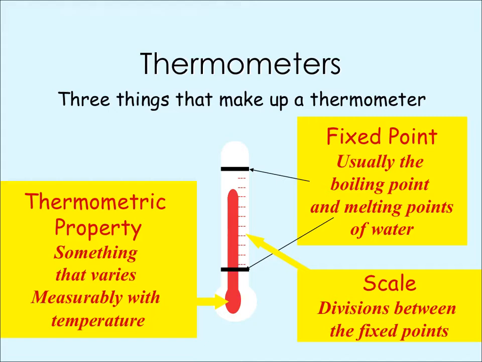Whereas fixed points, these are places we can be sure where the temperature is. So at sea level, pure water always melts at 0. It's a fixed point. At sea level, it always boils at 100. Did I say boils before melts? Anyway, it melts at 0 and boils at 100. And if you were confused, imagine how I am. And then, of course, you need to divide up the spaces in between, and that's called a scale.